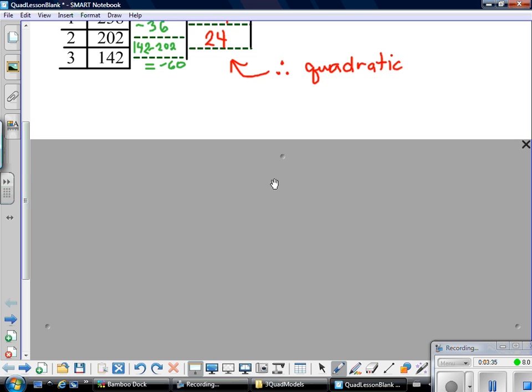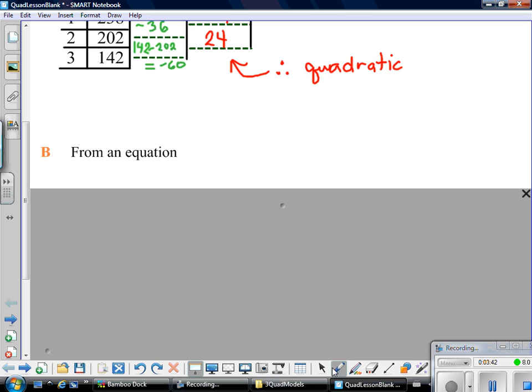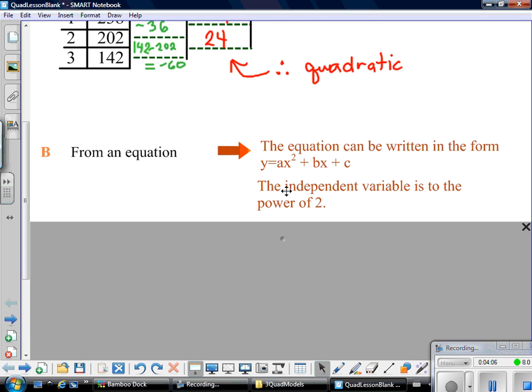Okay, let's go on very quickly to an equation. Now, for the equation of a quadratic, there are a couple of different things we have to consider. It has to be an equation that can be written in the form y equals ax squared plus bx plus c. Sometimes it doesn't look like that, but it says can be written. So if you could rearrange it so it was in this form, then it's quadratic. The main thing you have to really watch out for is that the independent variable is to the power of 2.